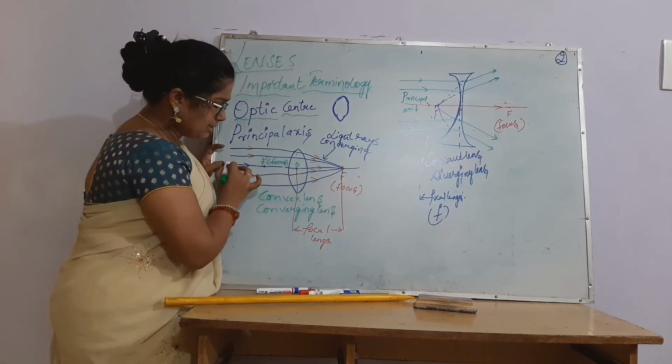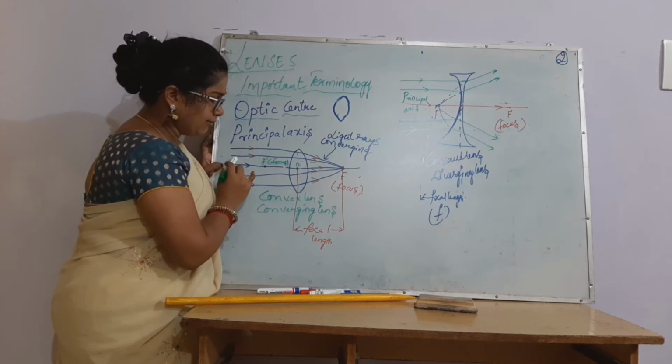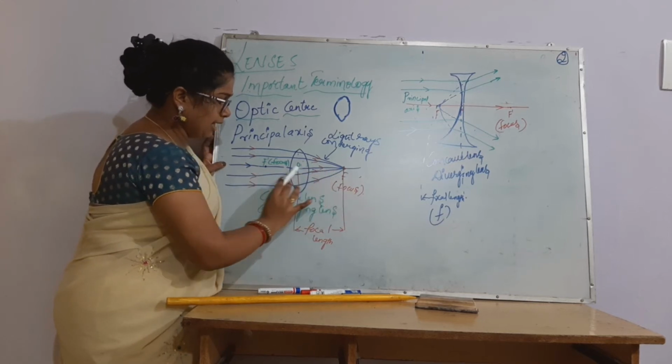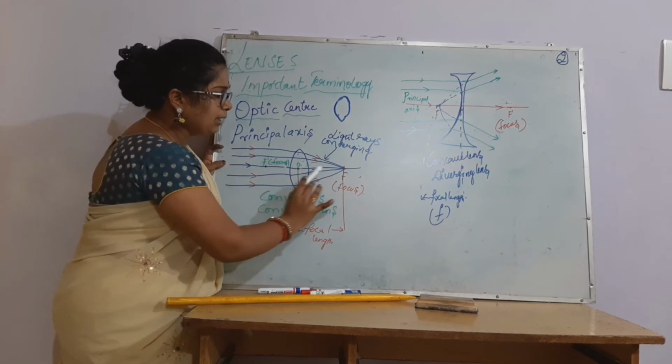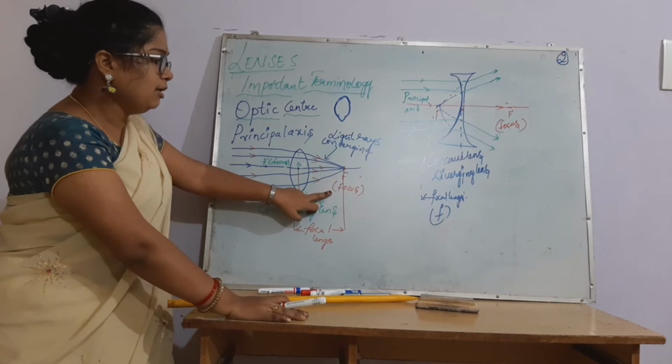See, and this is a line joining the optic centers. The line joining the optic center is called a principal axis. This is the principal axis, you have learned there. And what is the focus here? What is the focus?